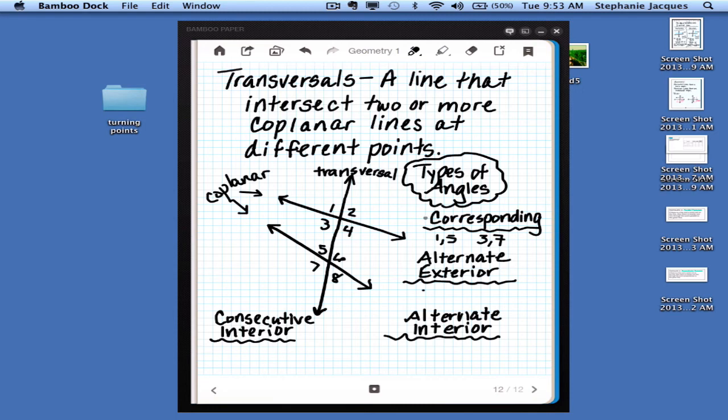Call those corresponding angles. Now we're going to look at alternate exterior angles. An example of that is going to be angle 1 and 8. So if you look at those, you have angle 1 here and you have angle 8 here. They're exterior, which means they're on the outside, and they're alternate. They're opposite one another. 1 and 7 are not alternate exteriors. They're exterior angles, but they're not alternate in space. Another example could be 2 and 7.